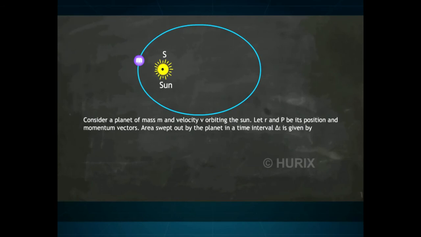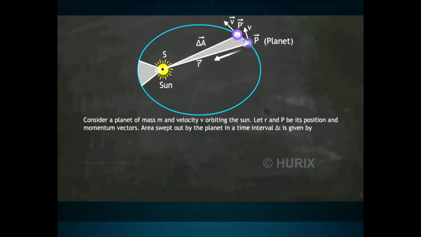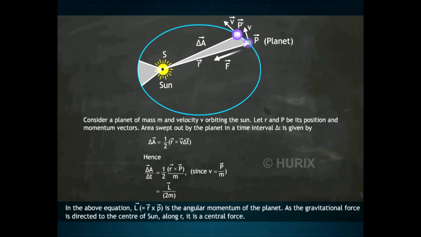Consider a planet of mass m and velocity v orbiting the Sun. Let r and p be its position and momentum vectors. Area swept out by the planet in a time interval delta t is given by delta A is equal to half r into d delta t. Hence, delta A by delta t is equal to half r into p by m, since d equals p by m, which is equal to L by 2m. In the above equation, L equals r into p is the angular momentum of the planet.